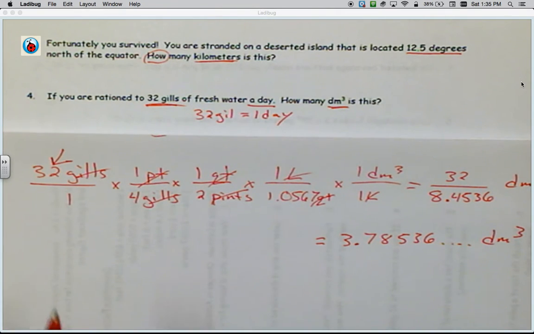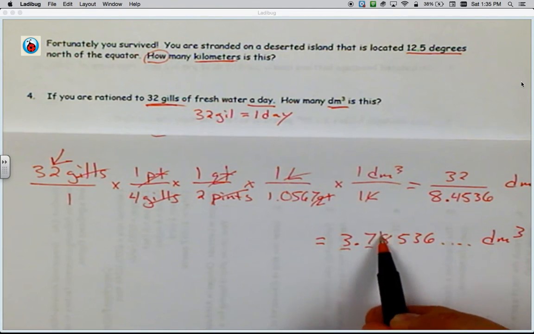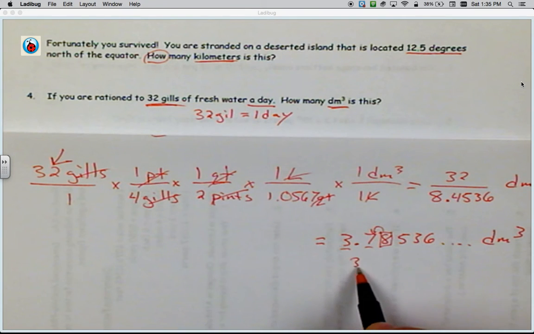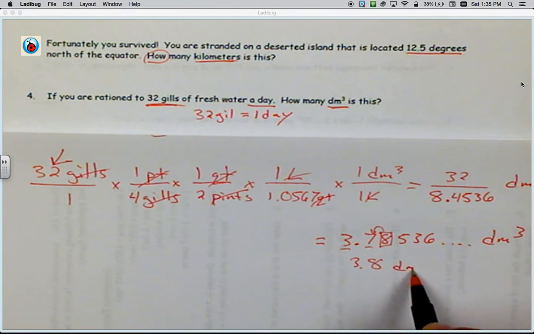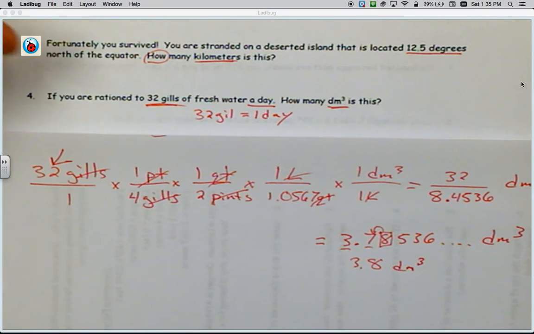2 sig figs. We're going to keep the first 2 sig figs. 8 is going to round us up. 3.8 decimeters cubed. Now, that's not too bad. That's actually 3.8 liters. That means you get almost 4 liters a day, which is not too deserted. Good. This must be a nice island.